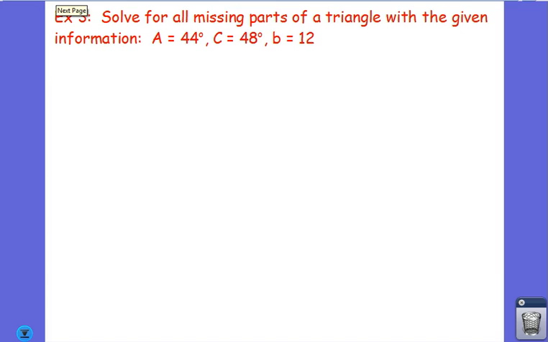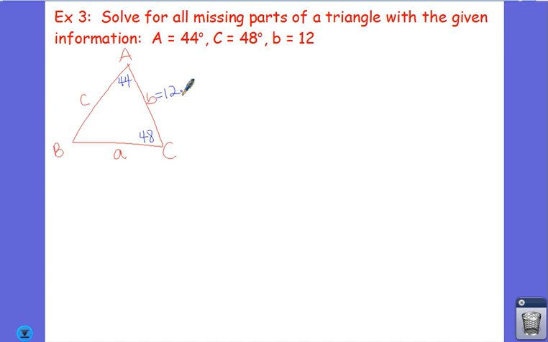So I want to point out right away, look at what we have. We have one A, one C, and one b. We have nothing that matches yet. So let's see if we can fix that problem. So let's draw our triangle. A and little a, B and little b, C and little c. So we know big A is 44, big C is 48, little b is 12.